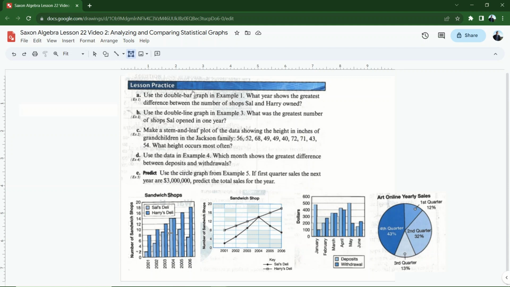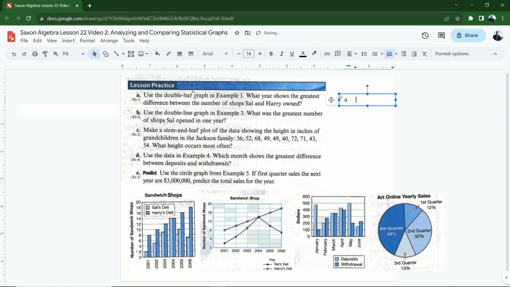All right, so what year was there the greatest difference between the number of sandwich shops? Well, it's either going to be the first year or the last year, and I'm just looking at the height of the bar. Notice that the difference between bars goes up 3 segments in 2001. In 2006, it goes up 1, 2, 3, 4, 5.5 segments. So definitely the answer to letter A, just by analyzing the graph, is 2006.